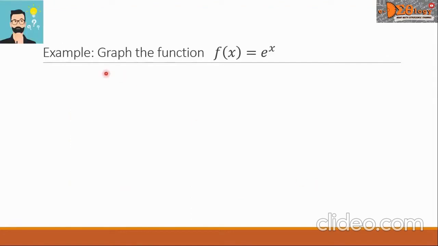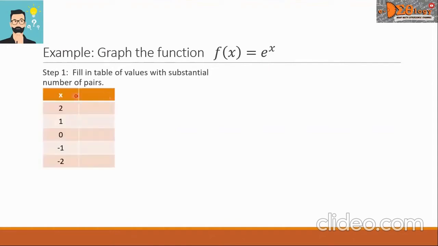Let us have an example. Graph the function f of x equals e raised to x. Our step 1 is to fill in table of values with substantial number of pairs. So we have the x with these 5 values. We have the f of x. We have the corresponding f of 2, f of 1, f of 0, f of negative 1, f of negative 2, respectively.